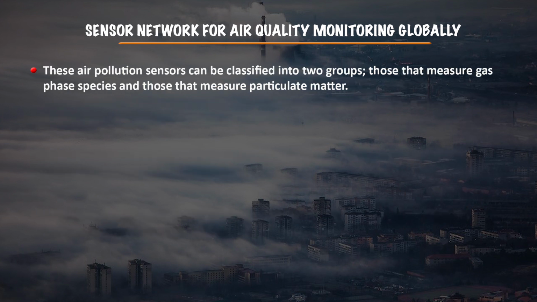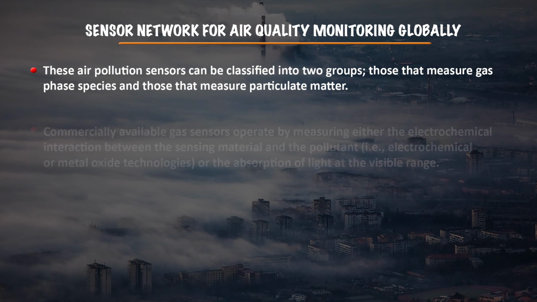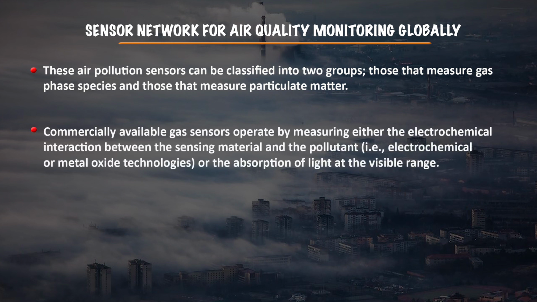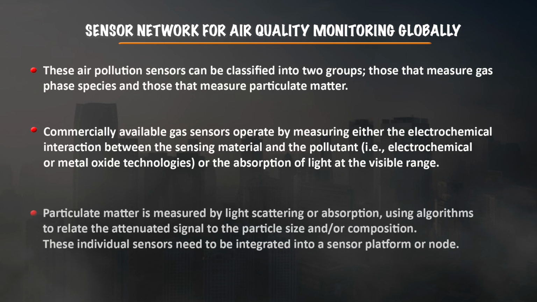And also these air pollution sensors can be classified into 2 groups: those that measure gas phase species and those that measure particulate matter. Commercially available gas sensors operate by measuring either the electrochemical interaction between the sensing material and the pollutant, normally called electrochemical or metal oxide technologies, or by the absorption of light in the visible range. Particulate matter is measured by light scattering or absorption, using many algorithms to relate the signals to the particle size and also the composition.